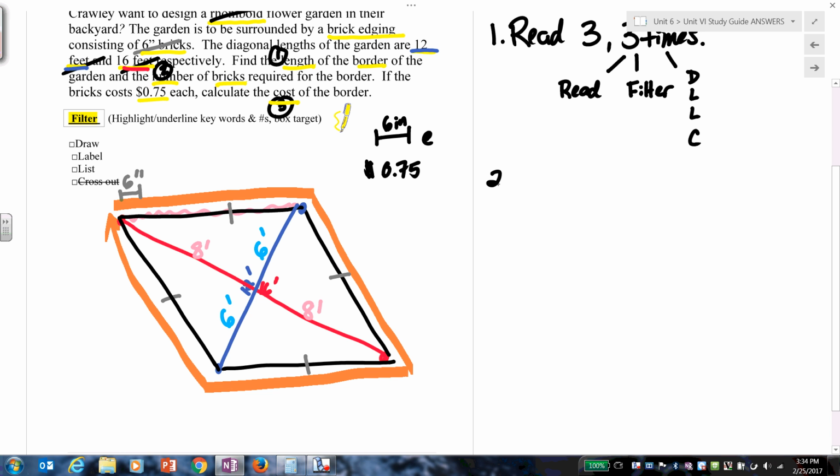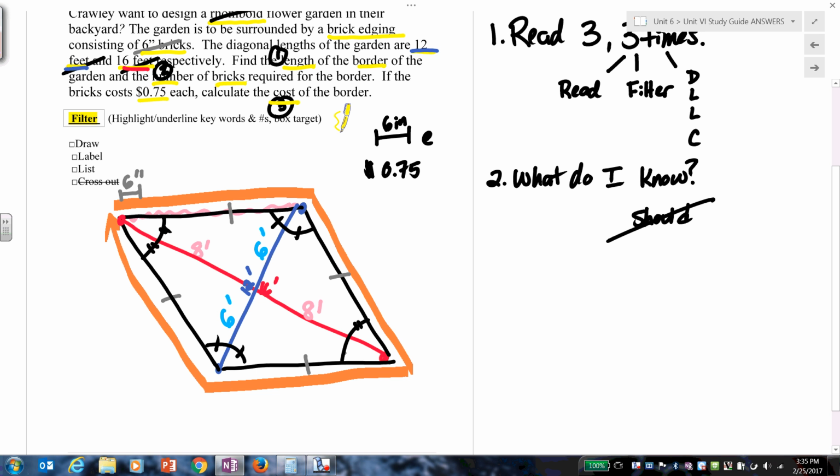you ask yourself, what do I know about the diagram? You don't ask yourself, what should you do? You ask yourself, well, what can I do? Get rid of that should thought. You just keep asking yourself, what do I know about a rhombus? We already know the diagonals are bisecting each other. We also know the diagonals cut these corners in half.